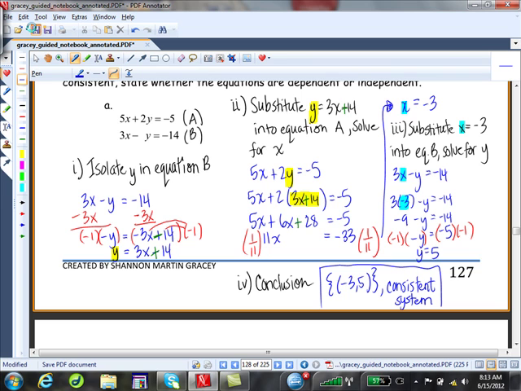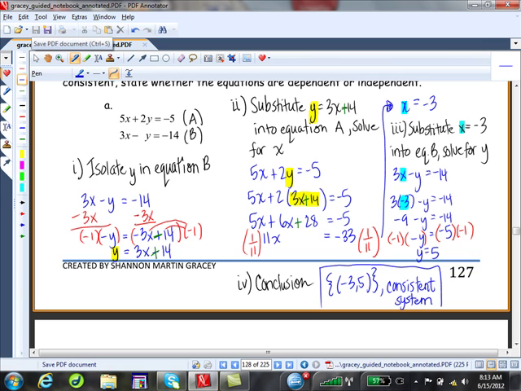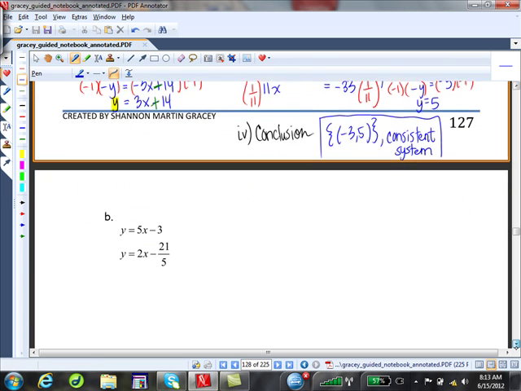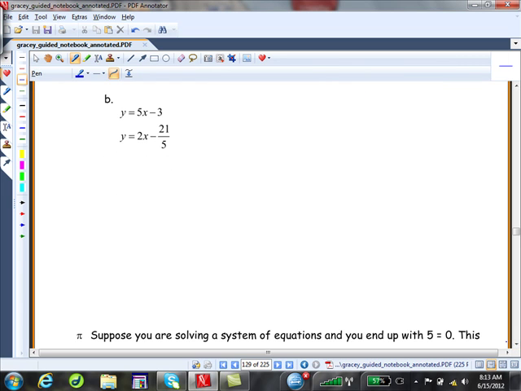Again, the greatest advice I can give you on these problems is organize your work. If you organize your work, life is going to be so much easier for you. All right, so now let's go ahead and I'll have you work on part B. See if you can do that on your own. All right, pause the movie. On your mark, get set, go.